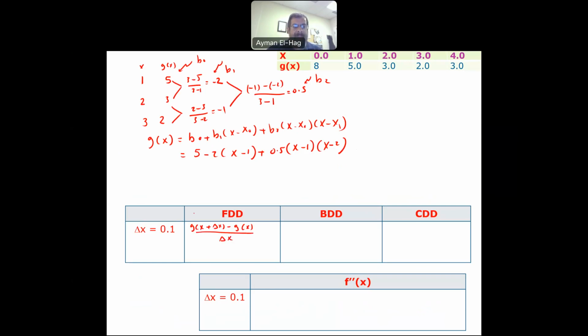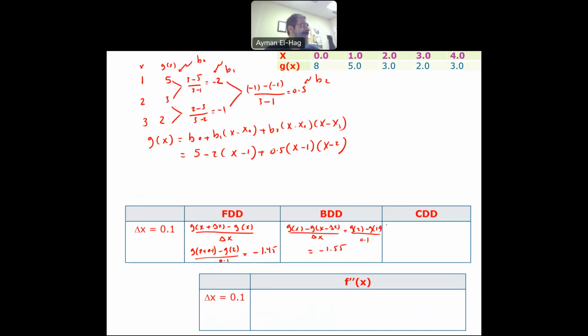So now we know everything. We know this is your G of X. We have the continuous function. Now this becomes G of 2 plus 0.1 minus G of 2 divided by delta X, which is 0.1. Now substitute the values here and find the derivative, which gives you minus 1.4045. Now, for the backward divided difference, it's the same function that we used before, which is G of X minus G of X minus delta X divided by delta X. So this is equal to G at 2 minus G at 2 minus 0.1, which is 1.9, divided by delta X, which is 0.1. And this will give you a value of minus 1.55.